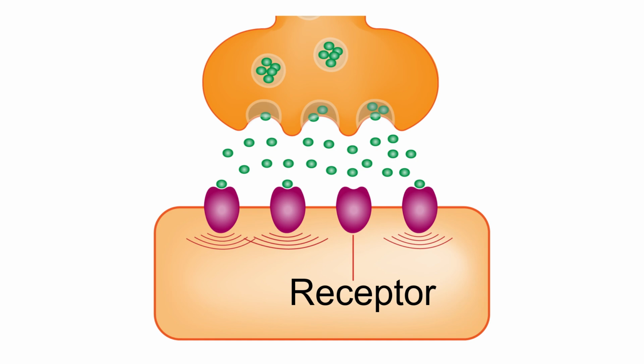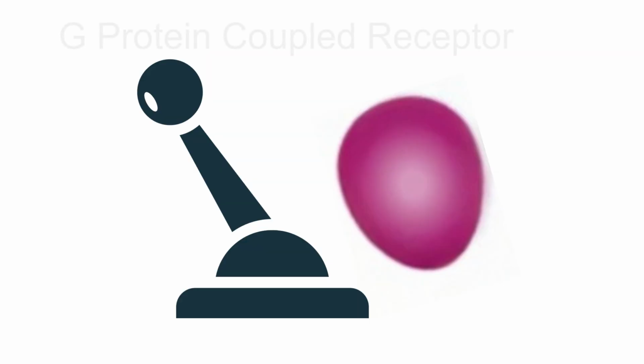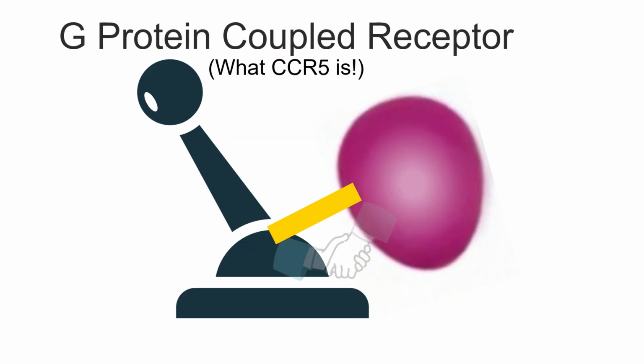A receptor is a sensor on the surface of a cell that reacts to specific chemicals. A G protein coupled receptor is a great combo where the receptor's reaction to stuff outside the cell activates the switch to send messages inside the cell.